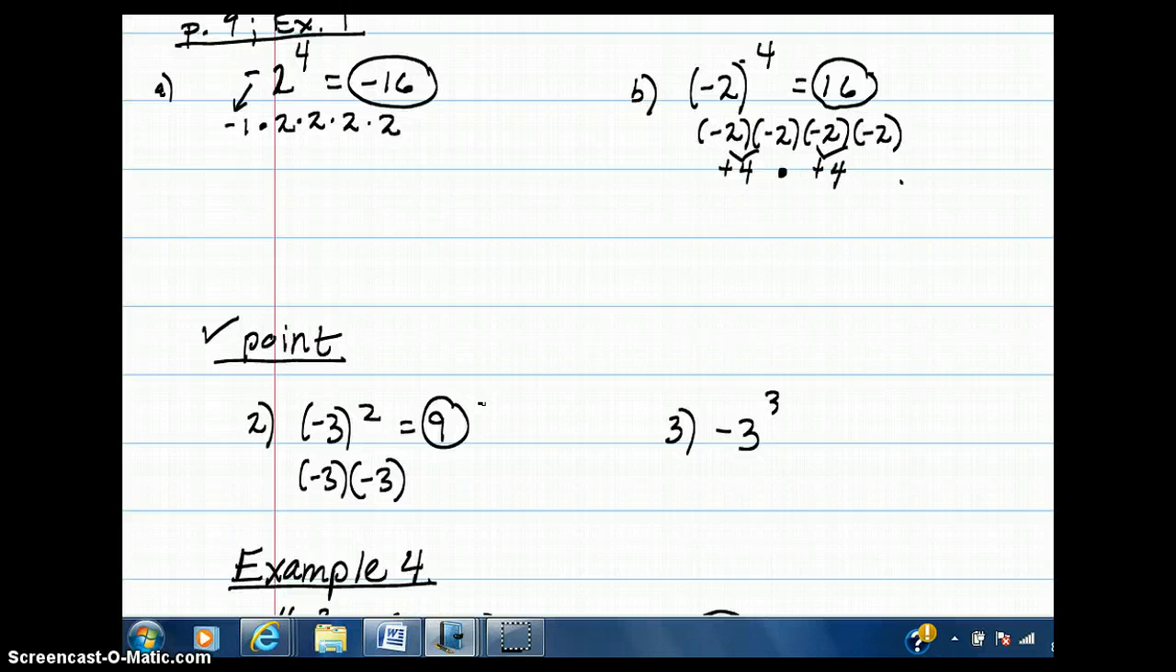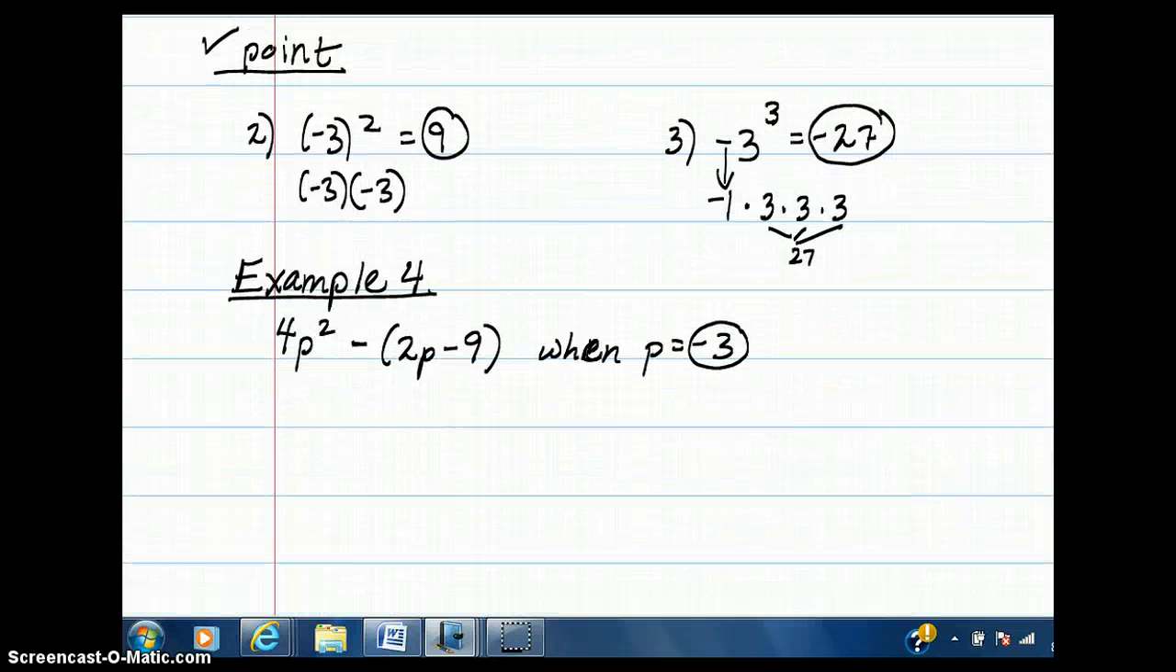Okay, Venice, would you help us with the next one? I did negative 1 times 3 times 3 times 3, and this negative is that negative 1. Go ahead and tell us what you came up with. Negative 27, because 3 times 3 times 3 is 27, times negative 1 is negative 27. And if anything is incorrect, please fix it.